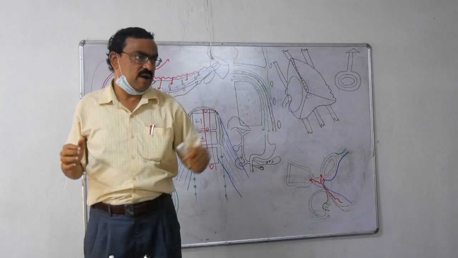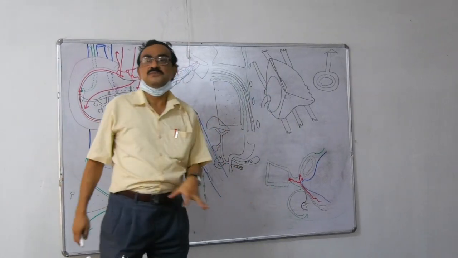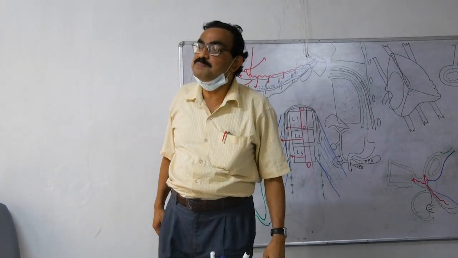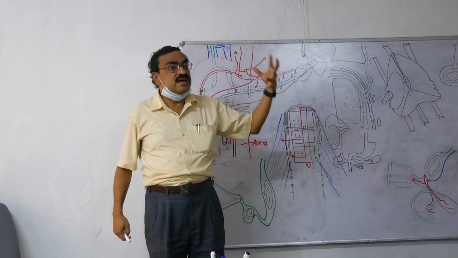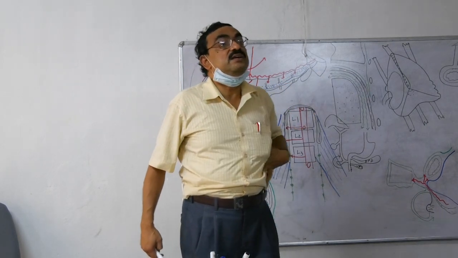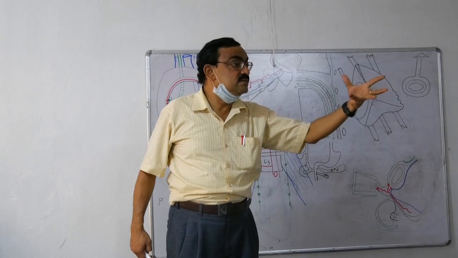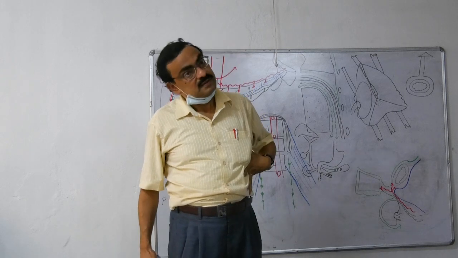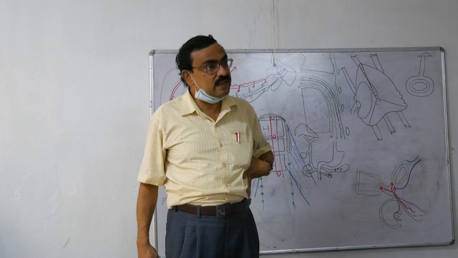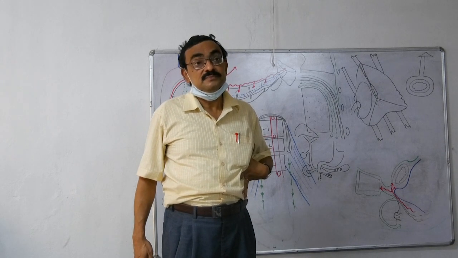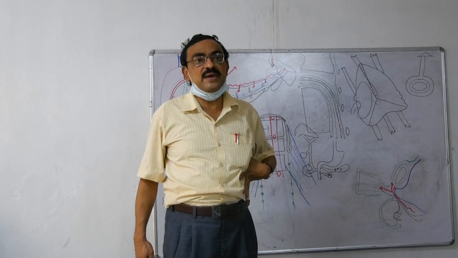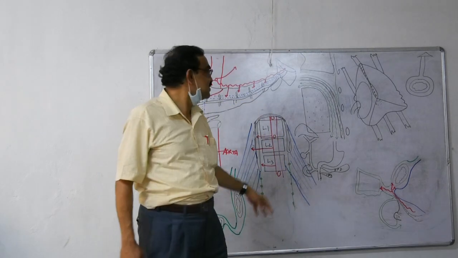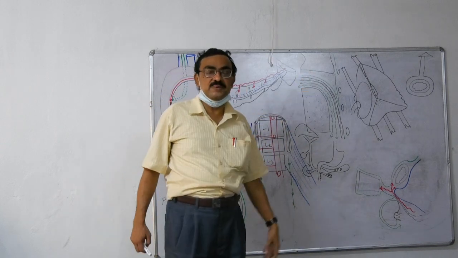And all the old or inactive RBCs are being destroyed within the spleen. During the embryonic period, it also manufactures RBCs, not in adults. In adults it can happen. Hemopoiesis can happen. Can you tell me when? It's an abnormal situation. In leukemia, it can manufacture the RBC. Or in a lymphoid reaction, it can manufacture the RBC.